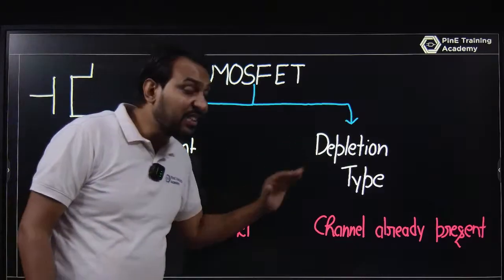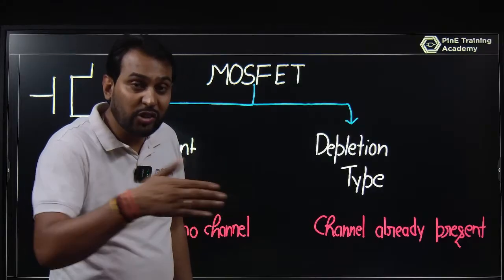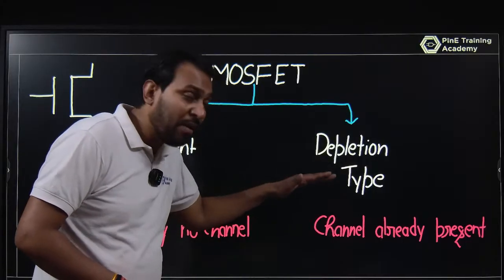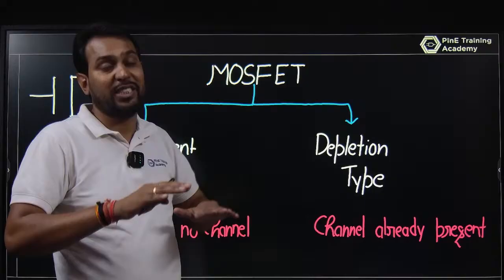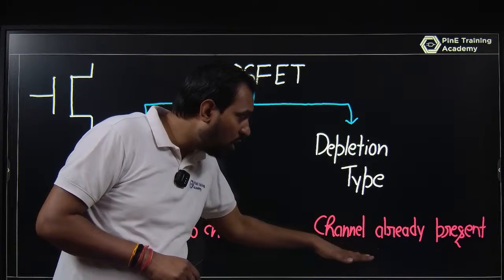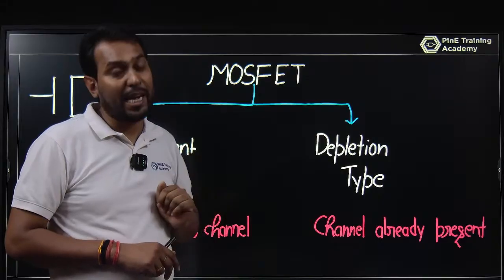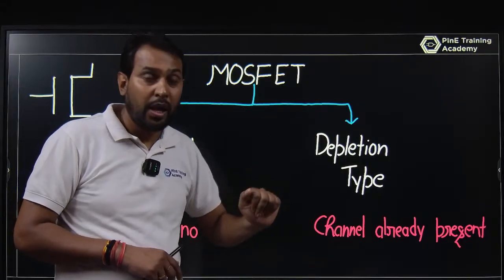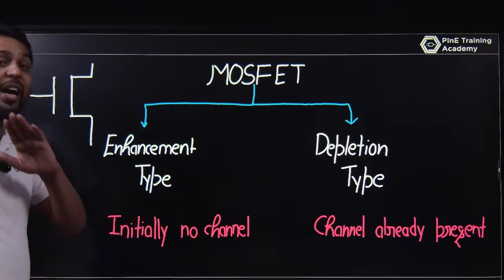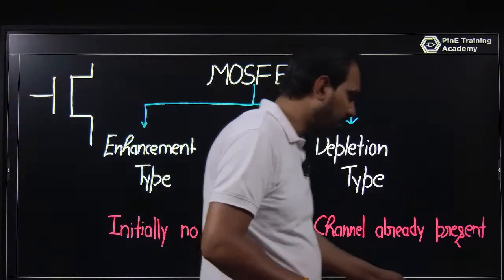If you talk about depletion type, depletion means depleted, washed out. But the depletion type already has a channel. The channel is already present here. If VGS is 0, current is possible in the depletion type MOSFET, because the channel is present. In enhancement mode type MOSFET, if VGS is 0, the current is 0, because the channel is not present. What is the meaning of channel? Let's start with this.